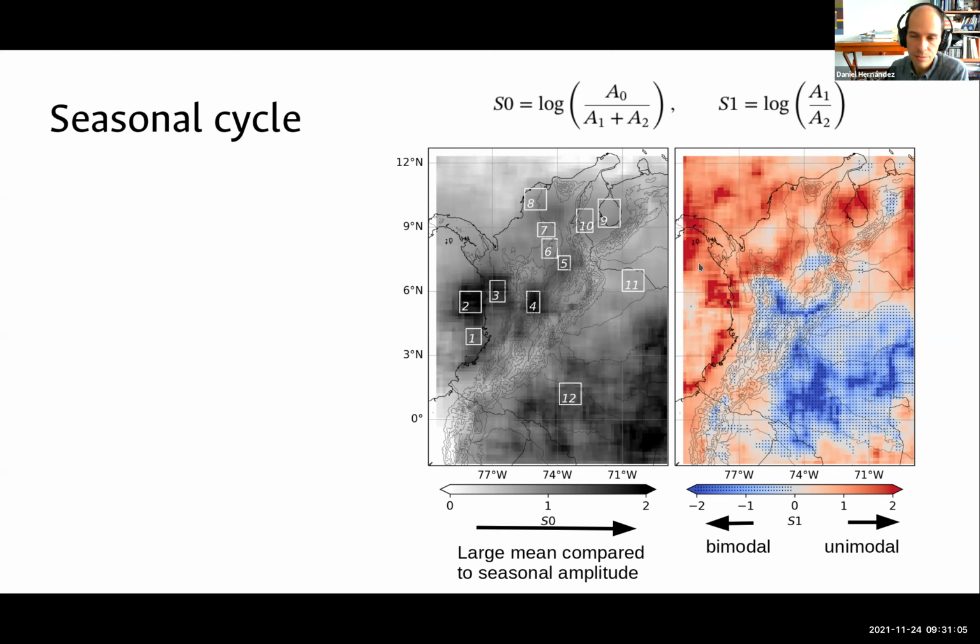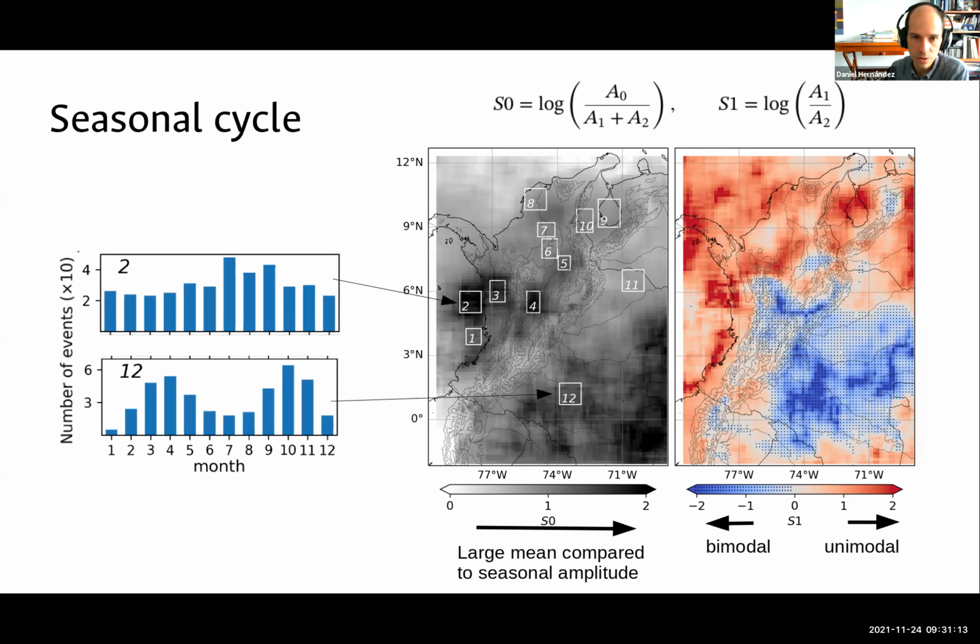But then you see that there are some exceptions like the Pacific, which is more unimodal. And also there's essentially convection throughout the year. You can actually look at that in terms of the specific region. So for box number 2, you have this distribution. You see that there are convective events throughout the entire year, but there is a seasonal cycle with just one peak here in the months of maybe July or August.